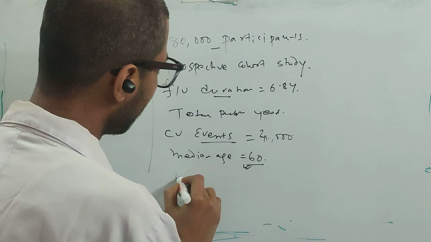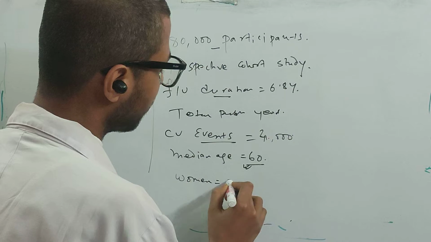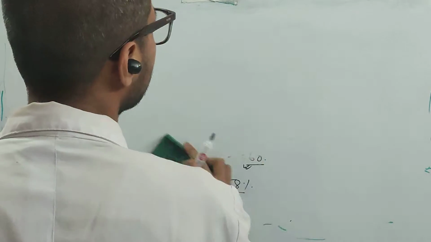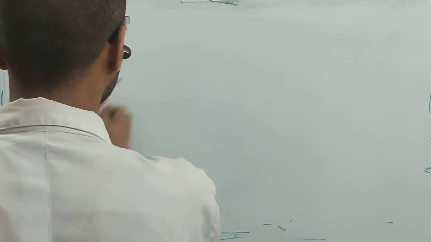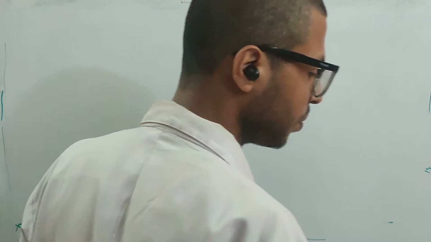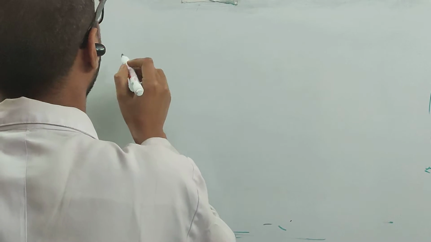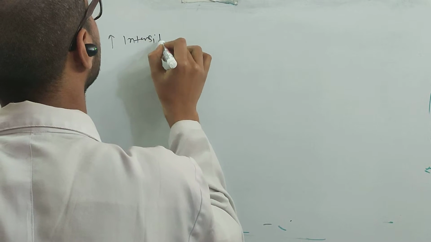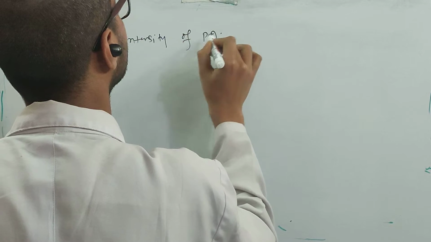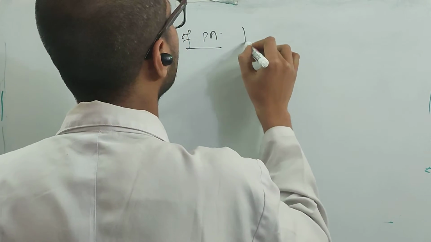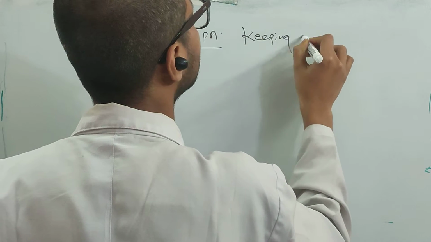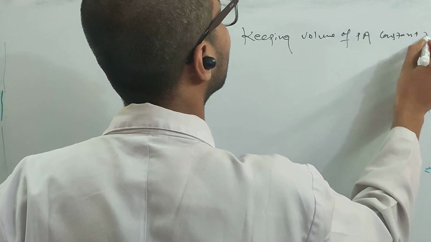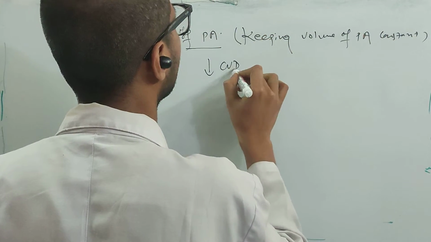And if you see the gender-wise comparison, women were 58%. So fairly good sex distribution also. So this was about the methodology of the study. What I told you is that with increasing intensity of physical activity, keeping the volume of physical activity constant, there was more reduction in cardiovascular disease.